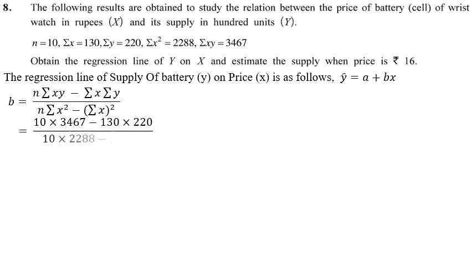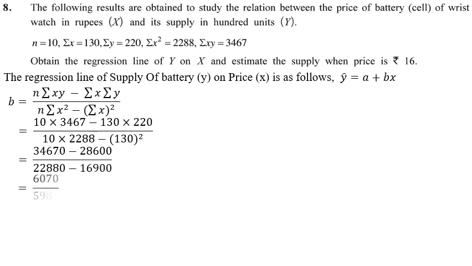10 is the n value, multiply 3467, summation x is 130, summation y is 220, multiply them. In the denominator, 10 into 2288 minus the summation x whole square. We will multiply and square, so these are the four values which we get, and when we subtract them, we get 6070 upon 5980, and when we divide them, the value of b is 1.02.